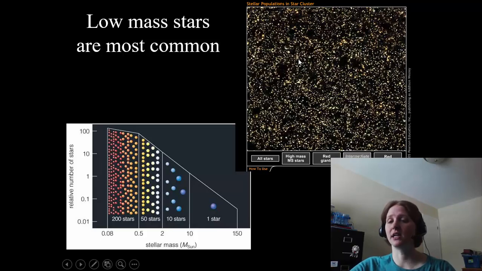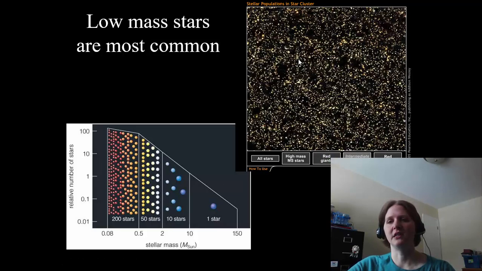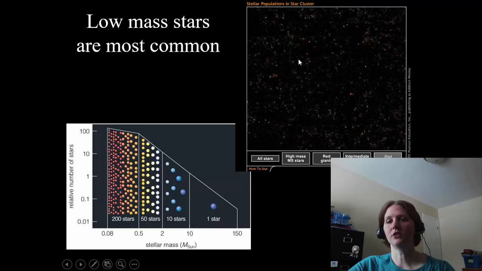And let's go to the tiny little red stars. But shouldn't there be more? There should be more tiny red stars than there are of the intermediate stars. The trick is that the red stars are so dim they're hard to see. They're in that picture, they're just not bright enough to see.